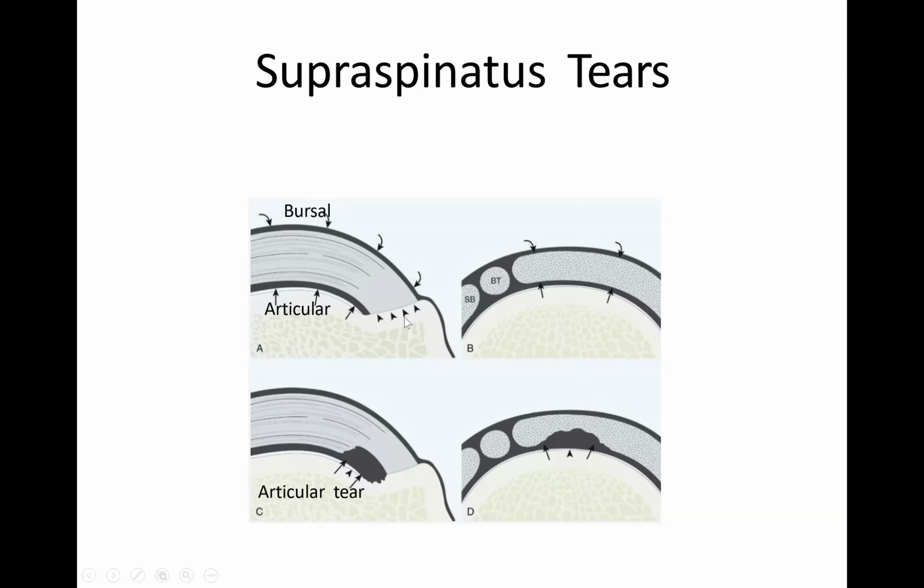This is just a pictorial representation to show that the bursa lies above the supraspinatus tendon. Above the supraspinatus is the deltoid, and the bursa lies in between. So any tear which involves this area is a bursal side tear, and any tear which involves the footprint of the attachment, where the tendon is attaching to the greater tubercle, is an articular side tear.